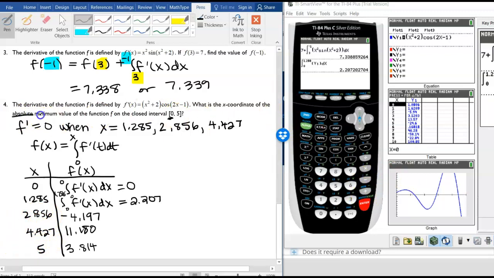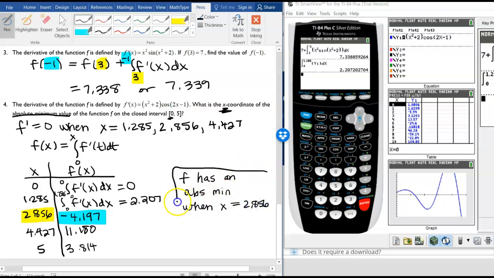This was asking for the absolute minimum value. It was just asking for the x coordinate though, so I only need to give the x coordinate. That's why the y coordinate doesn't matter too much if I'm a little teeny bit off, because I'm really focusing on the x coordinate. So the smallest value I see is negative 4.197, but since it asked me for the x value, my answer is going to be 2.856. So I'm going to say f has an absolute min when x equals 2.856, and that will be my answer.